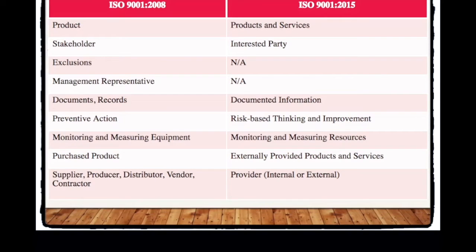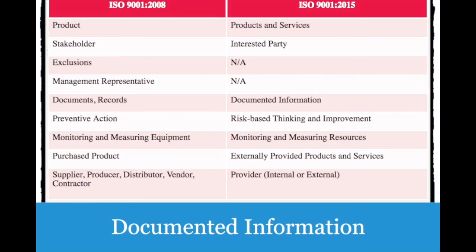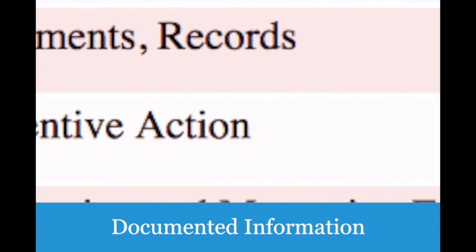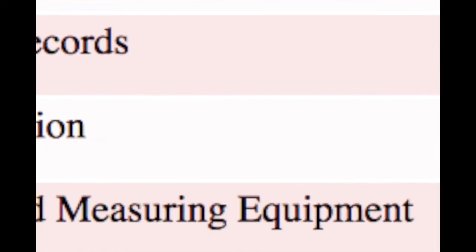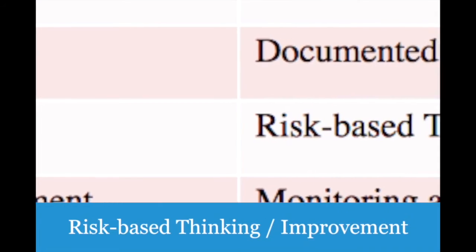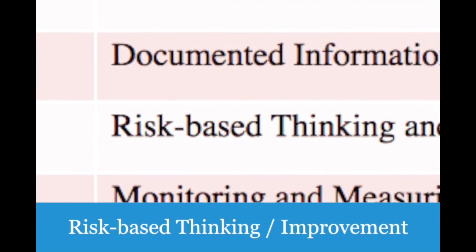The rationale behind this is leadership will take more of an active role in the management of the quality management system. Another change is from documents and records to documented information. Preventive action in the 2008 standard has been replaced with risk-based thinking and improvement.